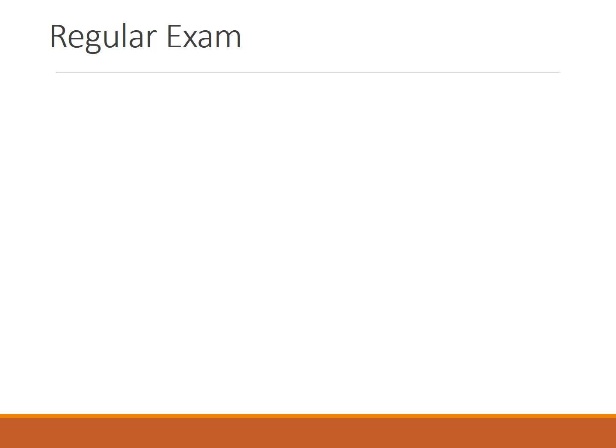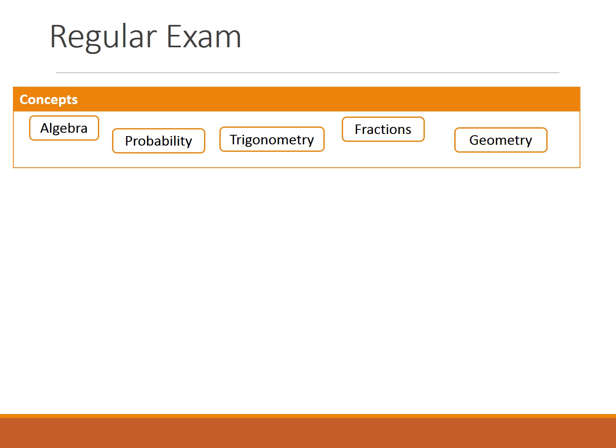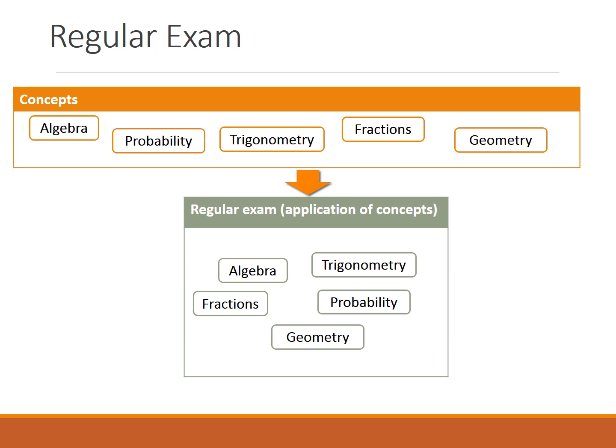So now we have been looking at the difference between the regular examination and the Olympiad examination. But in this slide, we'll see how this difference can map to the number of questions. In the regular examination, we have concepts like algebra, probability, trigonometry, fractions, geometry. Based on these concepts, there are clear questions asked from these concepts, like a trigonometric question will be from the trigonometry concept, a geometry question will be from the geometry concept, fractions will be clearly from fraction concepts.